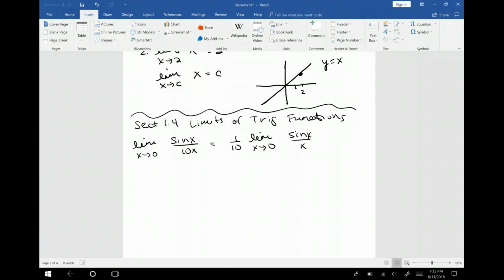It seems like it still might not help you that much, but I think there's a property in your book. Actually, let me see for sure. This is section 1.4. Let me look real quick to see if there's something in your book that tells you what that thing is equal to. That sine of x over x, whenever you see that, it's always going to be equal to 1.